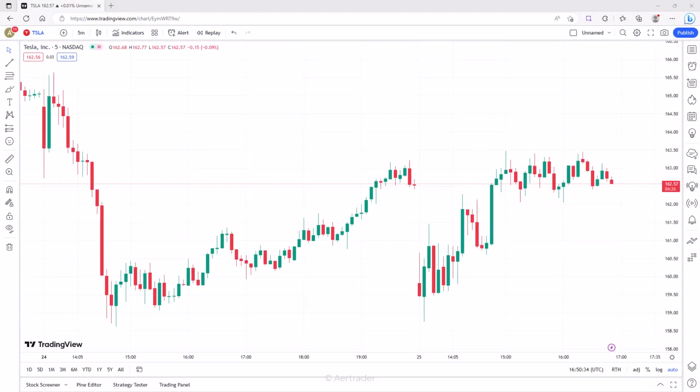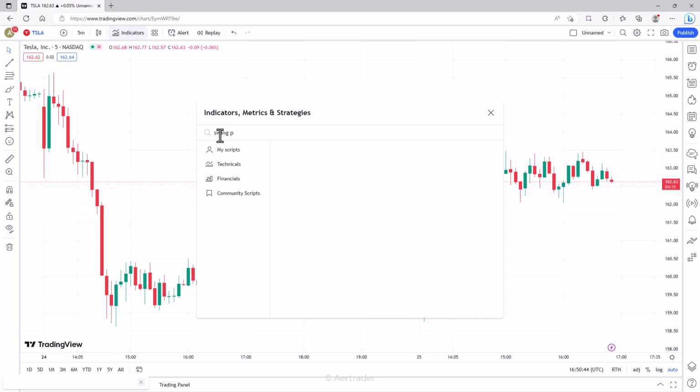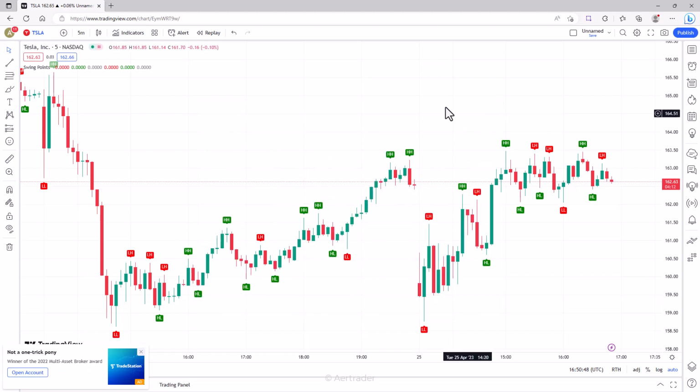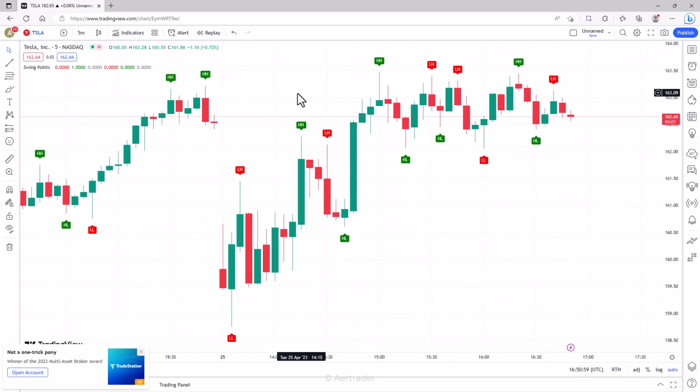Let's look at swing highs and swing lows on a candlestick chart. Let's click on the Indicators button. Let's enter swing points. Here we can see swing highs and swing lows plotted on the chart. The swing highs and swing lows are marked with the labels HH, higher high; HL, higher low; LL, lower low; and LH, lower high.